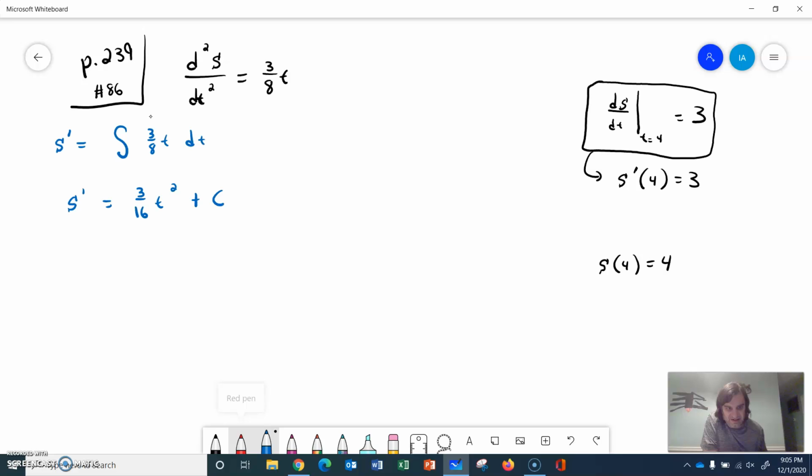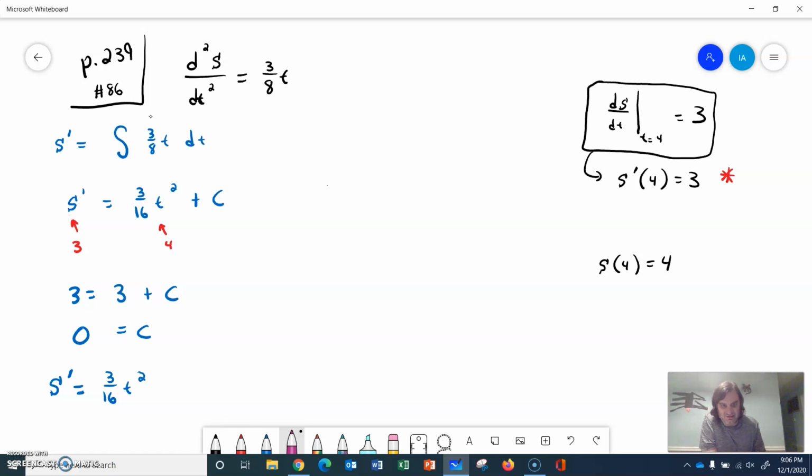I can come back with these values, and from my first derivative initial value here, I know that when t is 4, the output is 3. So that will give me 3 equals 4 squared is 16, so that cancels out with the 16 on the bottom. So 3 equals 3 plus c, so c equals 0. So the first derivative, after I do the initial value and find the c, is just 3/16 t squared. Okay, so I found the first derivative.